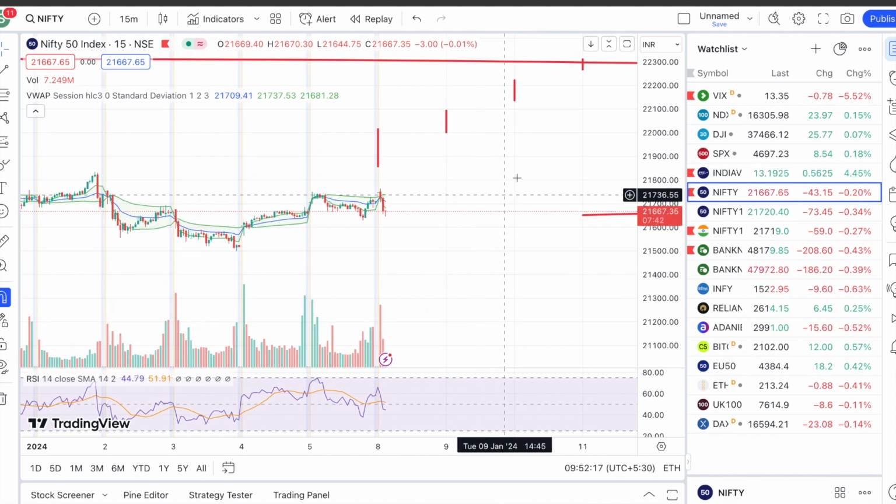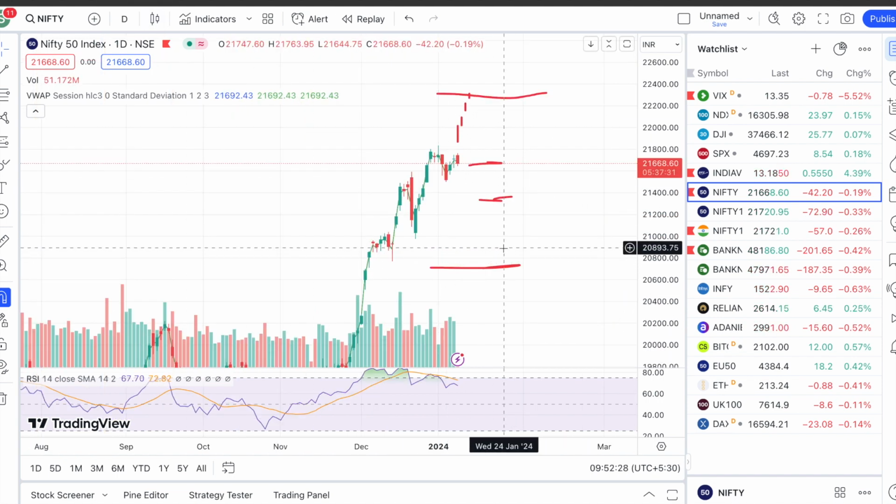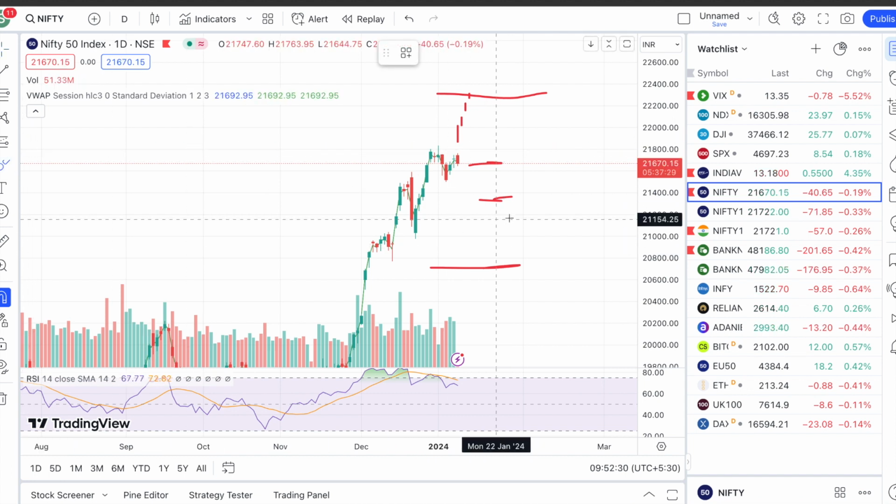So today's market I don't see ending up much above 21,900. It doesn't seem possible. Now let's look at the 11th of January. Our target is the 11th of January. Let's come to the 11th of January.